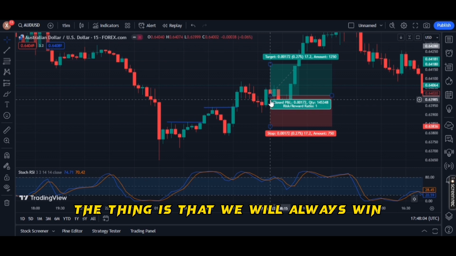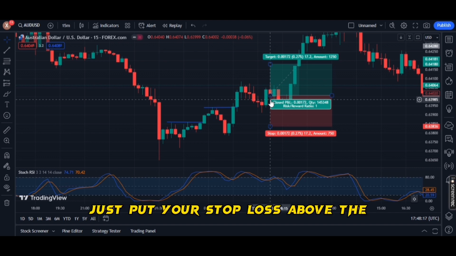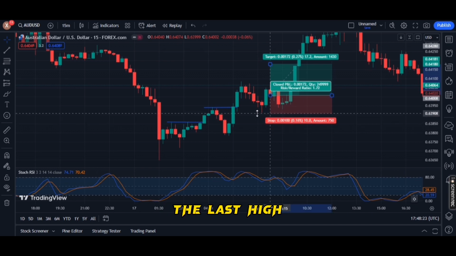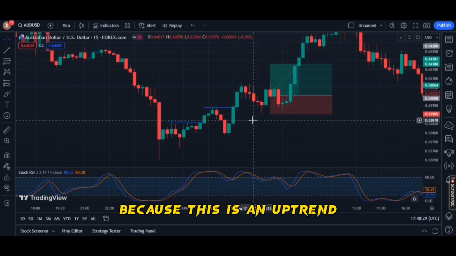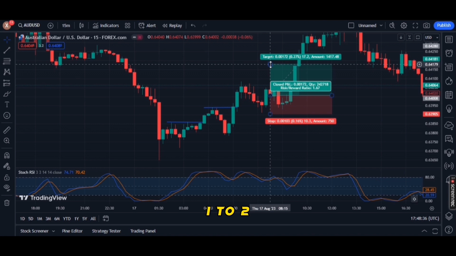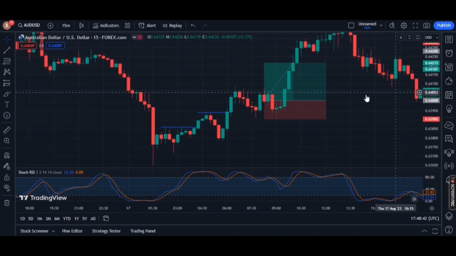The thing is that we always win on a 1 to 2 risk reward. Our winning rate is very high. So to avoid being stopped out or having to re-enter again, just put your stop loss below the last low, because this is an uptrend. You understand? The last low. You go for a 1 to 2, and if the trade comes, we will always win and profit.